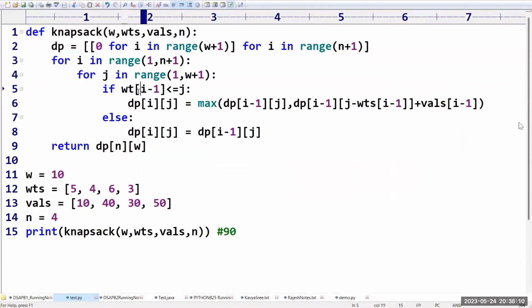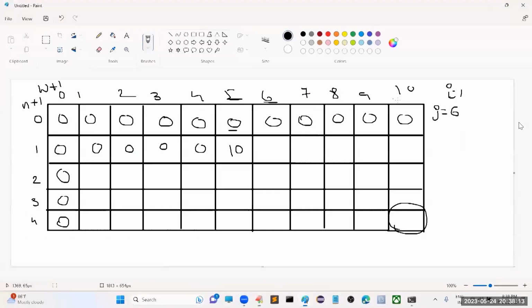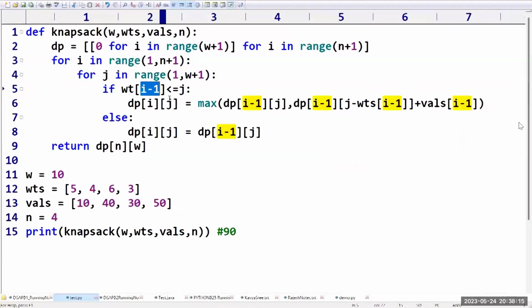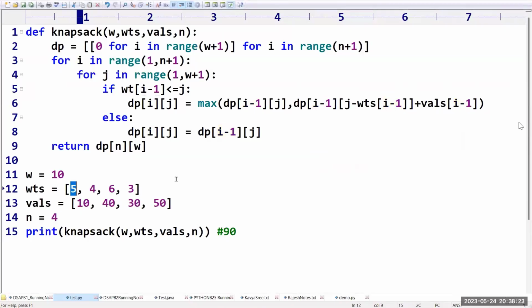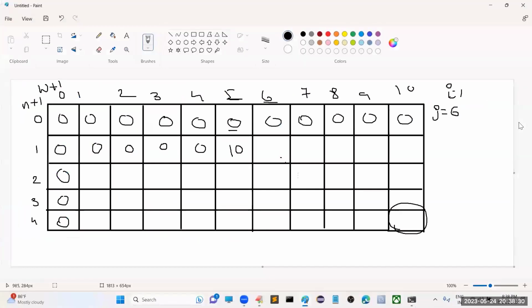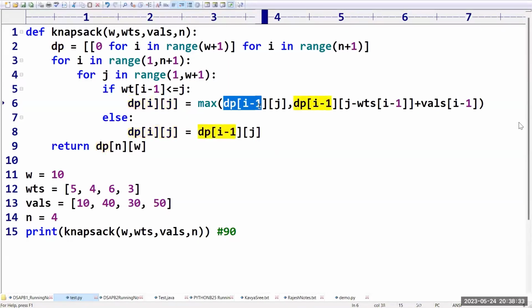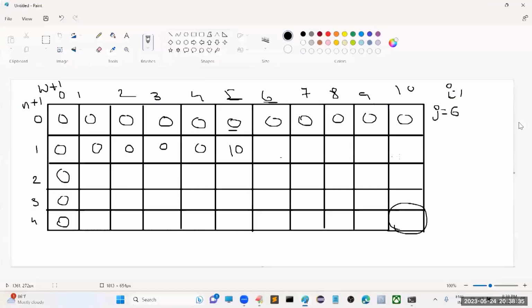So is weight of i minus 1, that is weight of 0, less than j? What is the weight of 0? 5. So is it less than 6? Yes, there is a possibility to select that particular object. Now, since it is less than, we try to calculate dp of this value. How are we calculating? dp of i minus 1 comma j. i minus 1 means 1 minus 1, which is 0, and we are taking 6. So what is the dp of 0 comma 6?